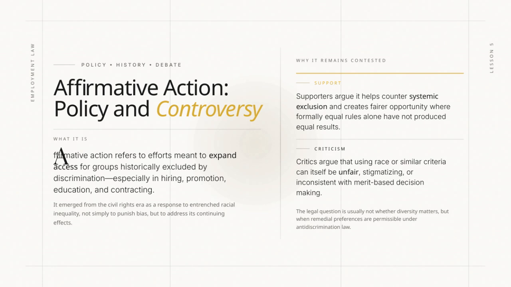Supporters believe affirmative action is necessary to counter systemic exclusion and to promote true fairness, since simply having equal rules hasn't always led to equal outcomes. On the other hand, critics argue that considering race or similar factors can be unfair in itself, potentially stigmatizing individuals or clashing with merit-based decisions. This ongoing debate highlights the complexity of balancing fairness, equality, and legal principles in employment and education.